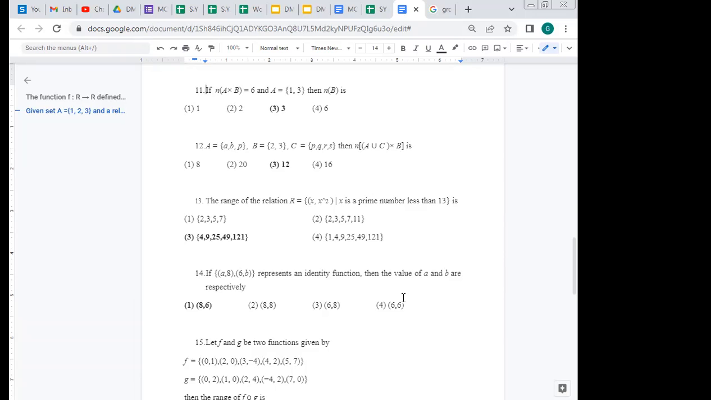Then the next question is, if A8 and 6B represents an identity function, then the values of A and B are respectively. Yes, identity function means what? In types of functions, we have seen identity functions.